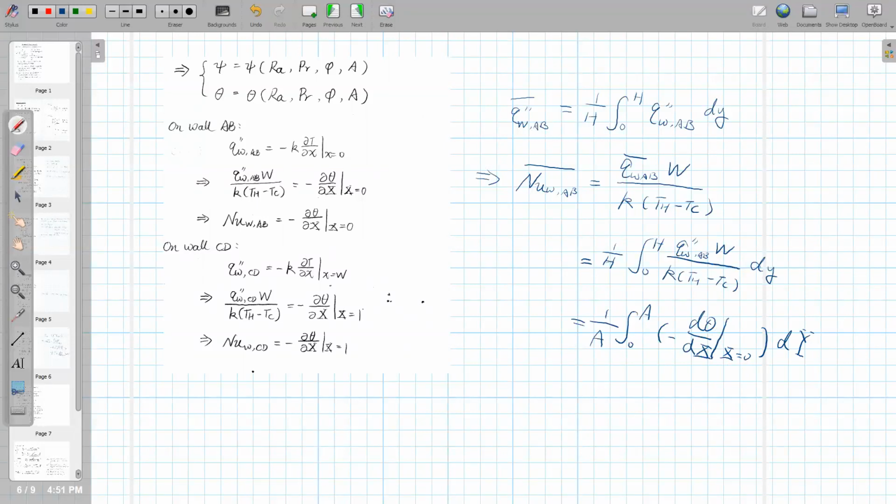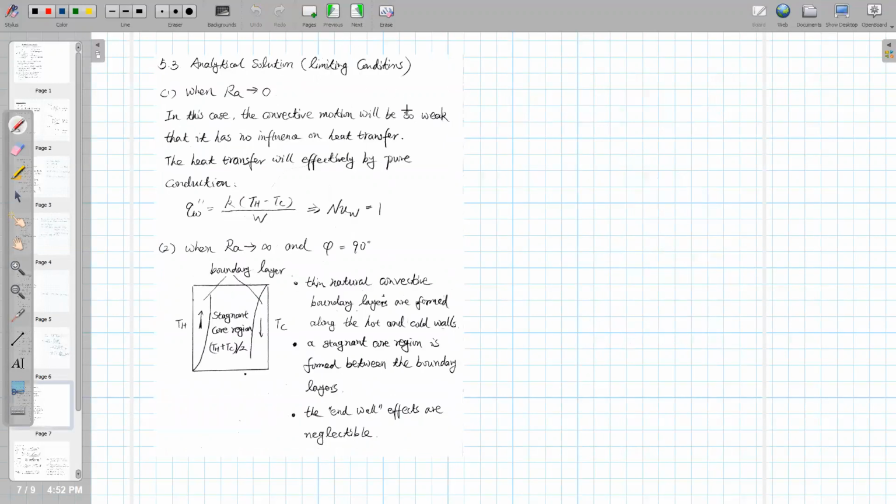So this is the numerical way if you want to solve this problem. And this is the first way to study this problem. The second way to study this problem is that, instead of a numerical solution, we try to find some analytical solution.